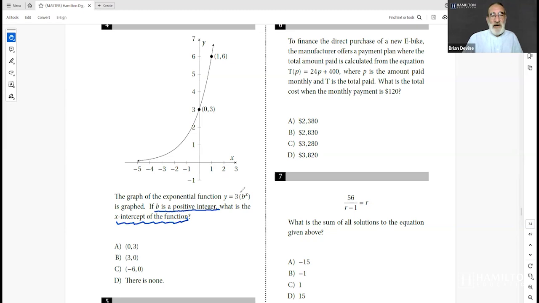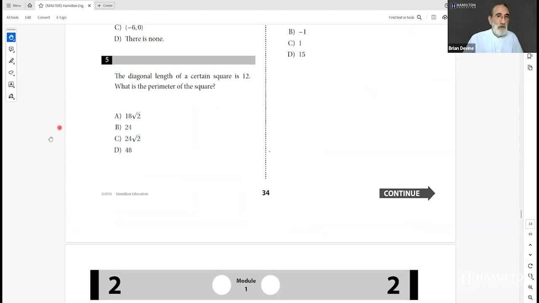Well, if b is a positive integer, and I take b to a negative power, that's like 1 over b. It's like b to the negative fifth would be 1 over b to the fifth. And so this is going to continue to get smaller and smaller, but it's never going to be 0. It's always going to be positive. So it's never going to cross the x-axis, which means that there'll never be an x-intercept. So D is the correct answer.